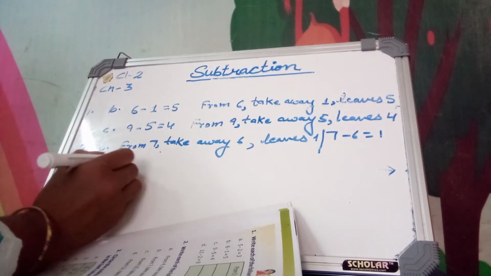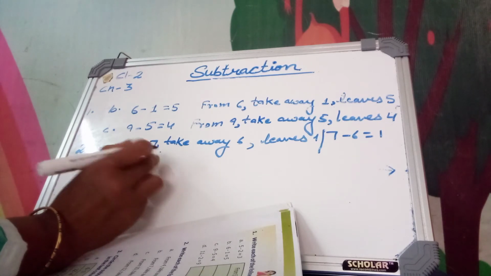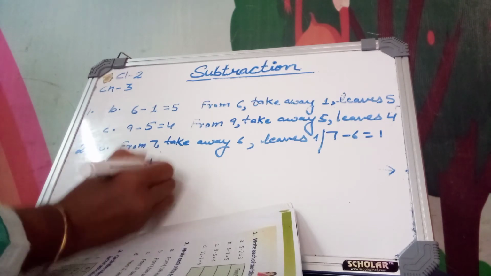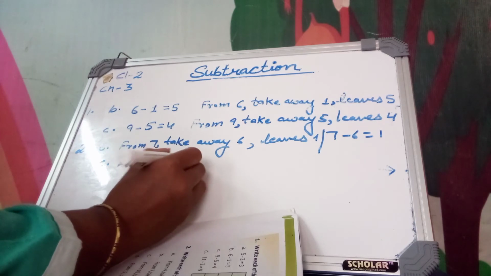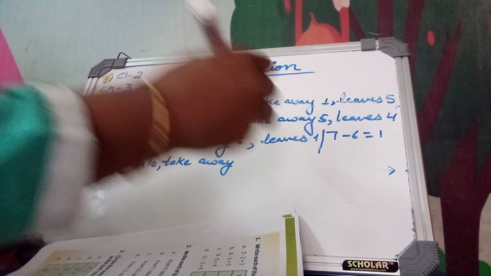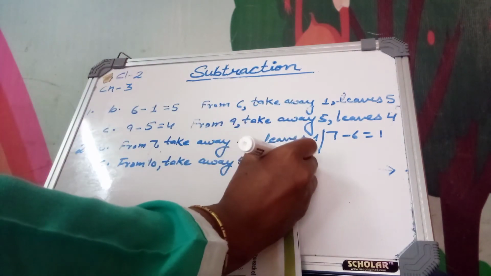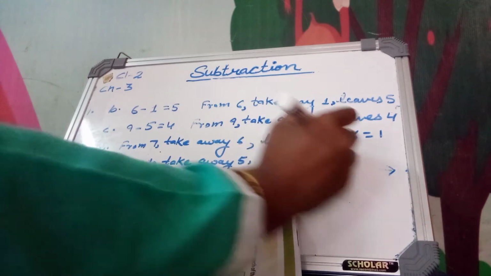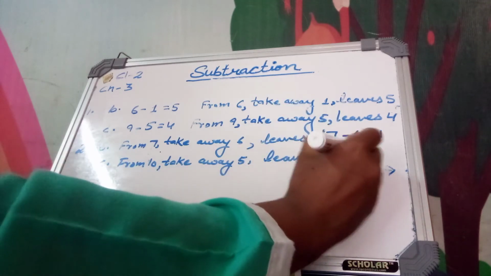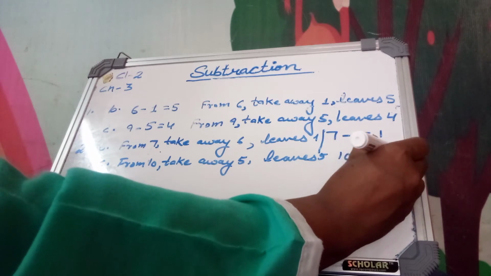Now see, from 10 take away 5, leaves 5. 10 minus 5 equal to 5.